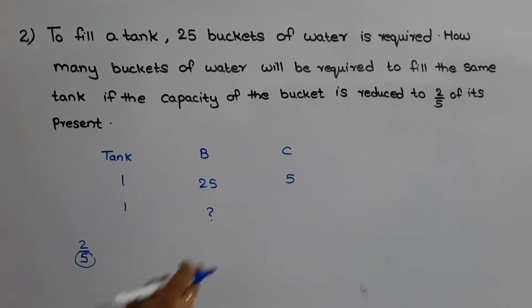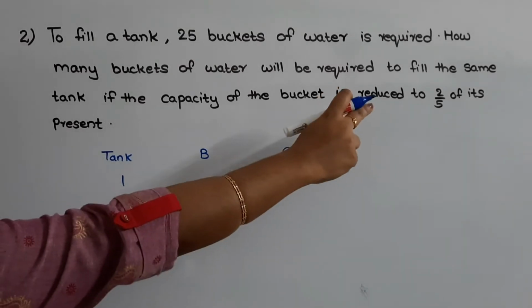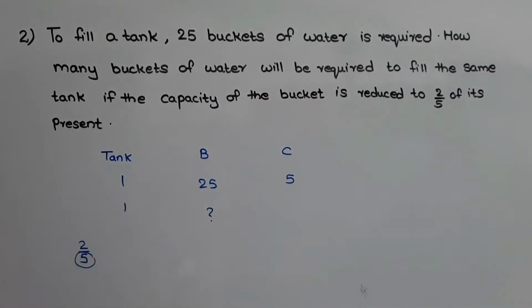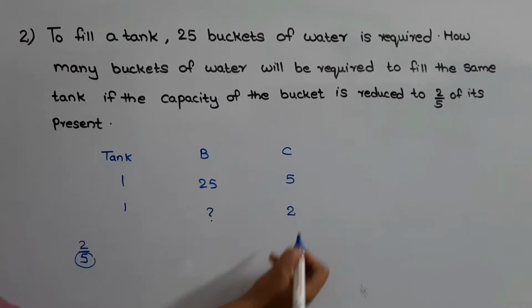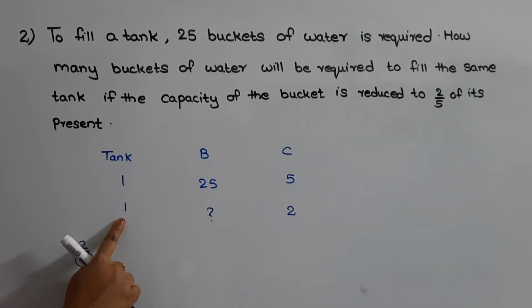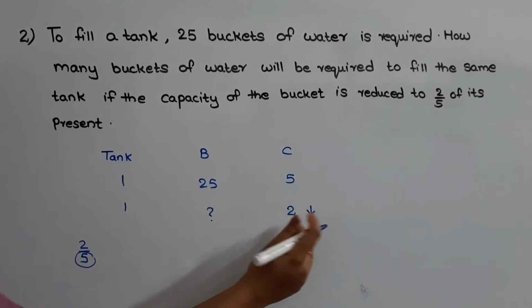Then what will be the capacity of the bucket in the second case? That is 2/5 of the present value, that is 2/5 of this 5. That will be equal to 2. So we need to find out the number of buckets required to fill the same tank when the capacity of the bucket is reduced to 2.